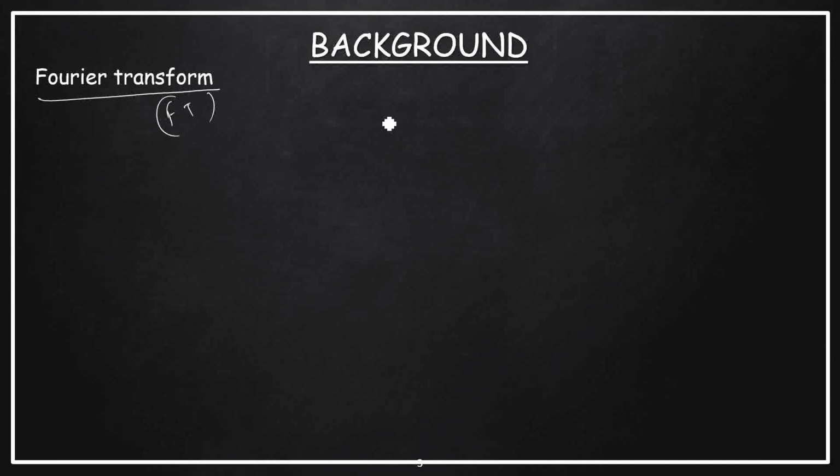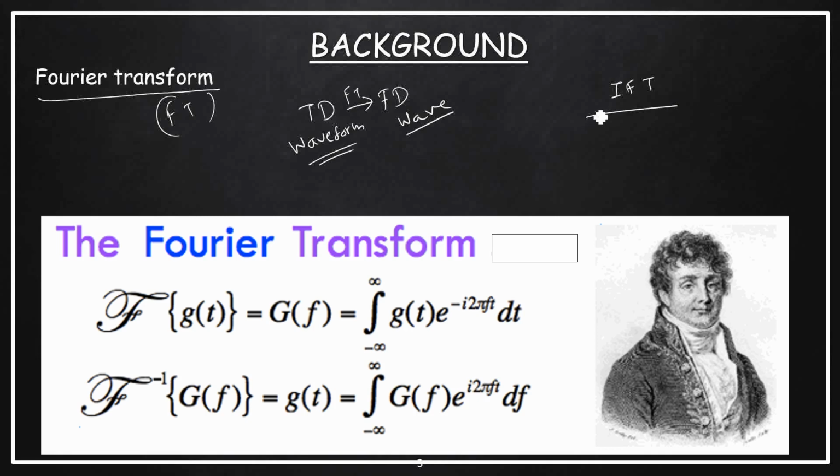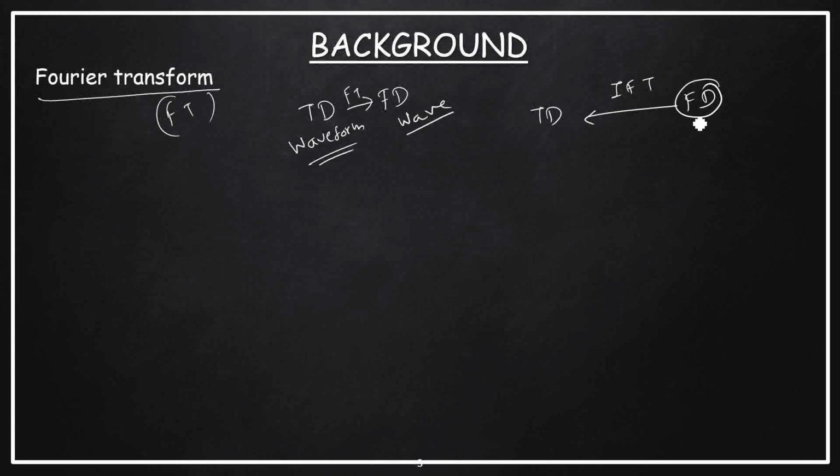Okay, so what is the Fourier transform generally used for? Fourier transform is used to convert the time domain signal, that is TD, into the frequency domain signal. So you have a time domain waveform and you want to represent that in the frequency domain, then you will be applying Fourier transform. There is another term called inverse Fourier transform. As the name suggests, it will convert the frequency domain signal into a time domain signal.